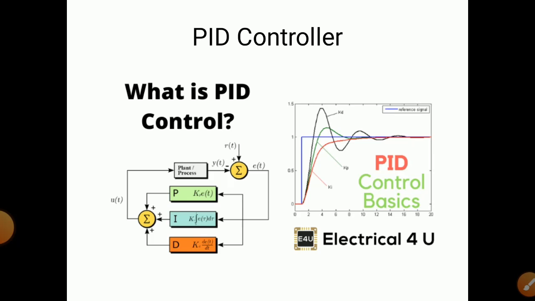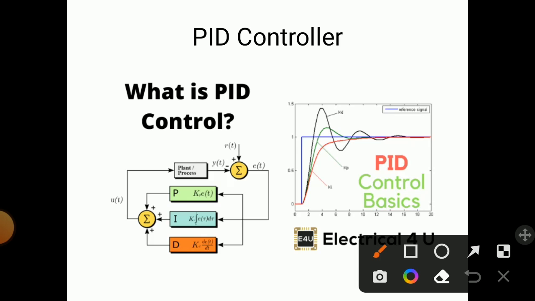Here you see the P term. In the P term, the output is directly proportional to the error, and Kp is the constant of proportionality, so Kp into E. In the second term, integration of the error is done, that's why the constant Ki is taken. In the last term, the derivative of the error is taken. Like this, there are three equations.